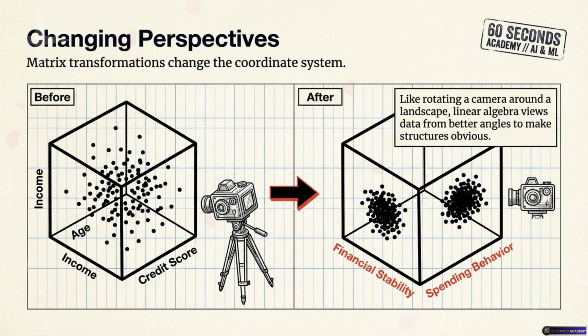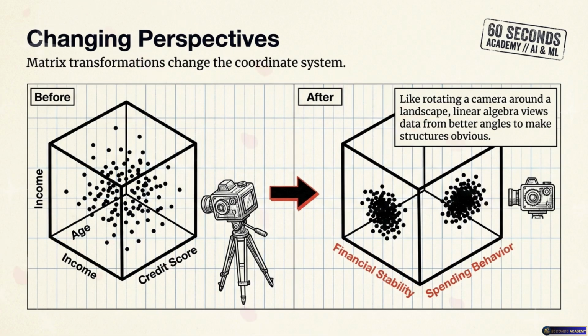Let's apply this real-world perspective shift to our engineering pipeline. By default, our data is plotted on a grid defined by our raw variables. The x-axis is income, the y-axis is age, the z-axis is credit score. From this default angle, the data might look like that chaotic jumble of rocks. It's hard for the algorithm to extract a pattern.